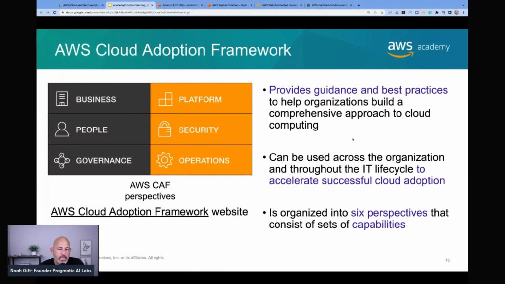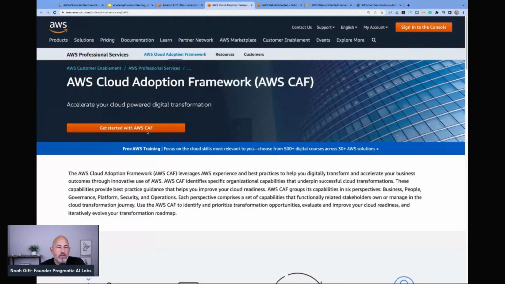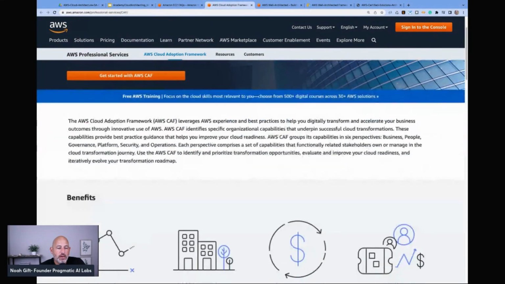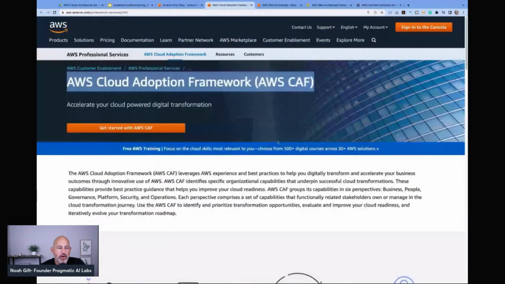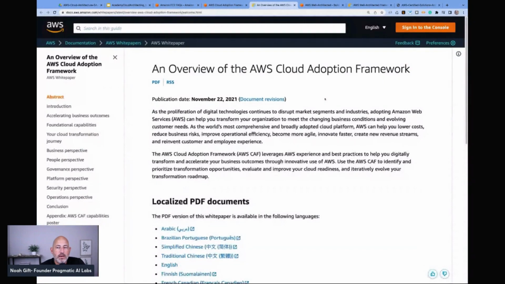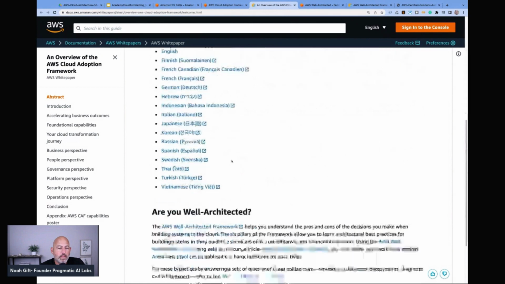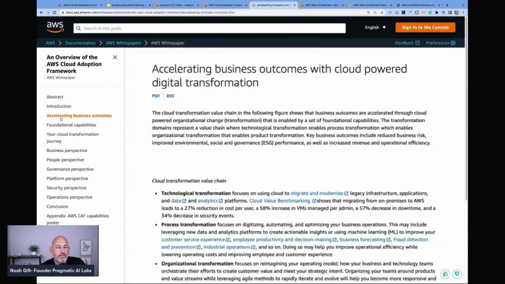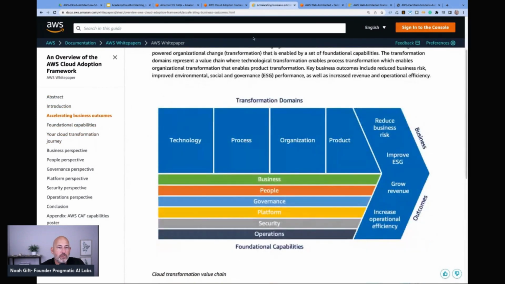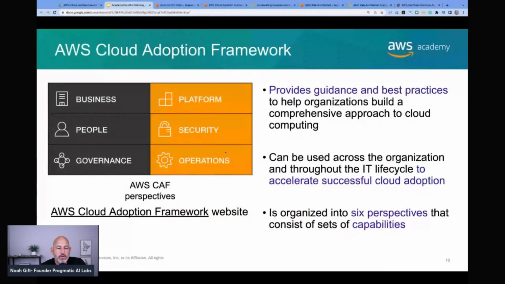And this is a website. If we go ahead and take a look at this website here, the AWS Cloud Adoption Framework, or AWS CAF, allows you to go through and take a look at how you could actually use this cloud adoption framework. Again, it's a white paper, it's available in multiple languages, and it allows you to build out your own understanding of all the different things, the digital transformation that's occurring with cloud computing.